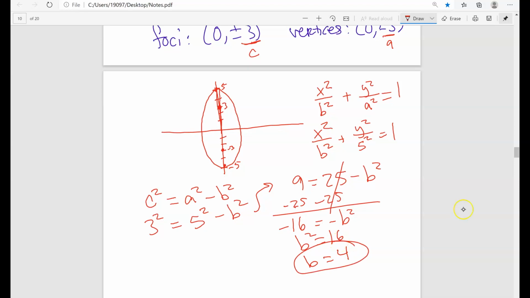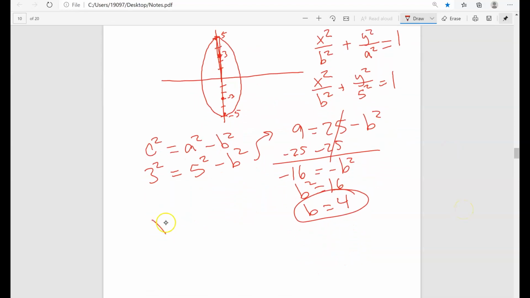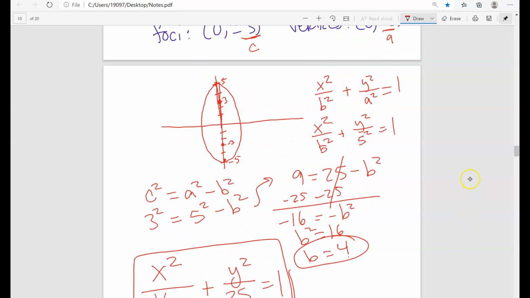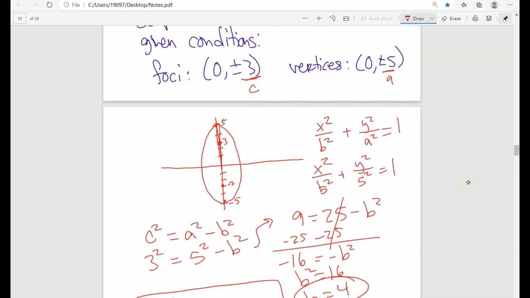So that means my equation of the ellipse is going to be x squared over 4 squared, so 4 squared is 16, plus y squared over 5 squared, which is 25, is equal to 1. So this is going to be my equation of the ellipse that satisfies these given conditions. Okay.